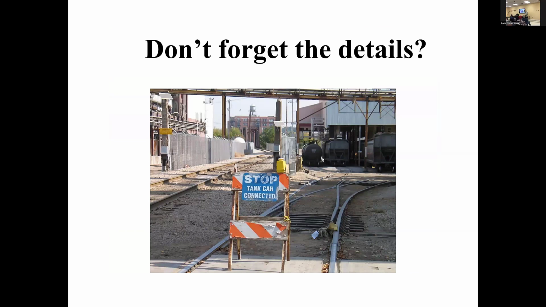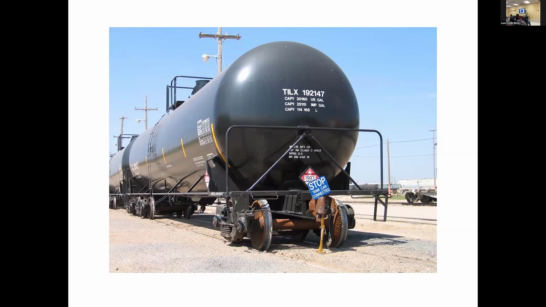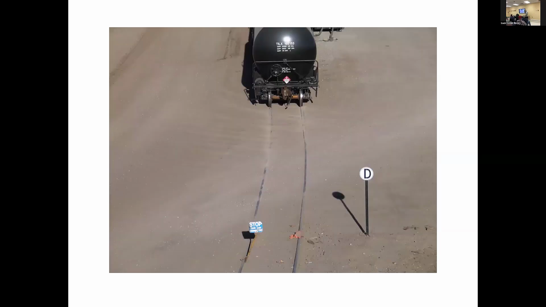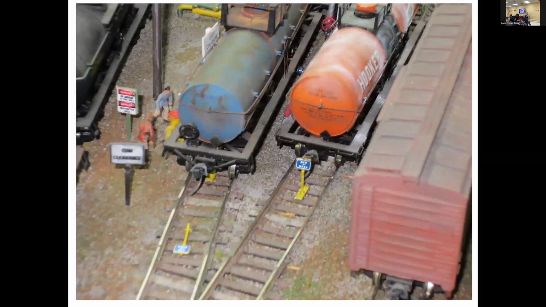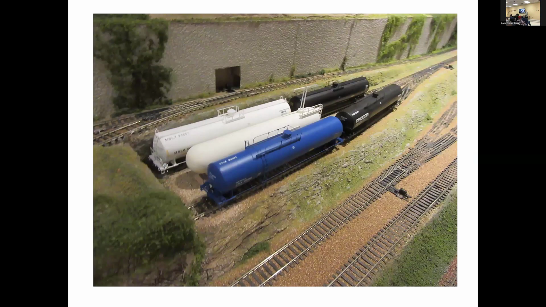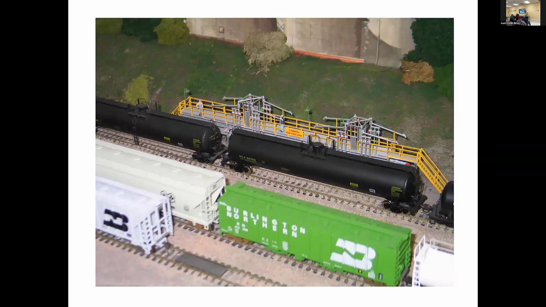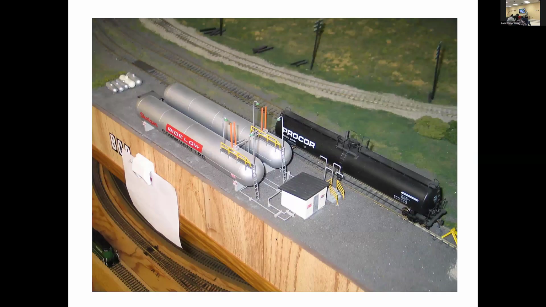So again, if you're going to do tank car industries, don't forget the details. These are the signs, stop, tank car connected, and you'll need that kind of thing on your industry. So there it is in another place. You may need to look at derail marks and get off the car here before it goes. So again, some nice modeling, nice added details. And we talked about this already, but are these the right tank cars for the right facility? Maybe not, maybe yes. Yes.